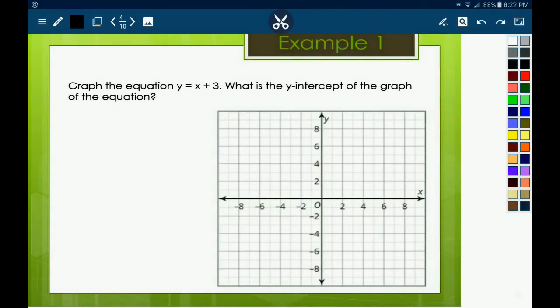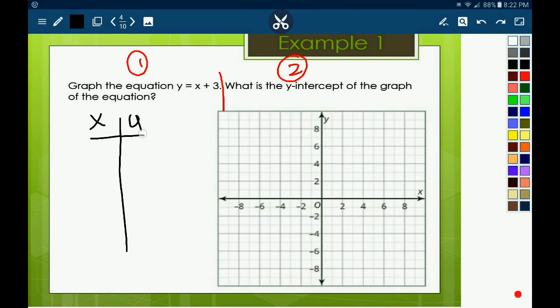All right, it says graph the equation y equals x plus 3. What is the y-intercept of the equation? So let's do this first part here, graphing the line y equals x plus 3. That's the first thing we have to do. Then we're going to identify the y-intercept. So it's a two-part problem. So far, when we've been creating graphs, the first thing I said we need to be doing is creating a table.